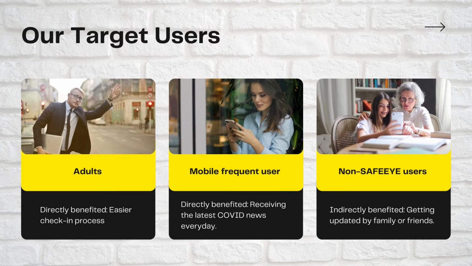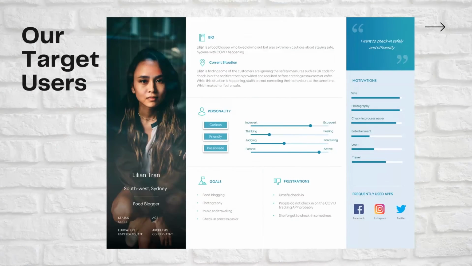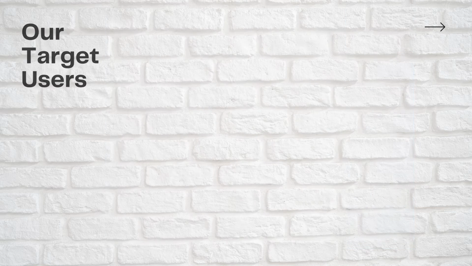Our targeted users are more likely to be individuals who frequently use their mobile phones, which may be adults who dine out regularly or individuals who are potentially vulnerable and need the most accurate COVID-19 updates near them fast. SAFEEYE constantly provides updates and latest news to users, so those using their mobile phones on a daily basis will be directly benefited from our app. However, that does not mean that non-SAFEEYE users will be left out, because they can still be notified by their surrounding friends or family who are also using SAFEEYE.